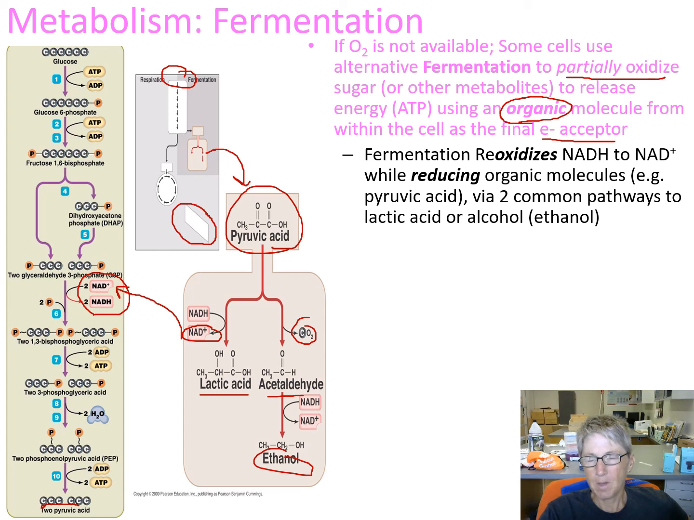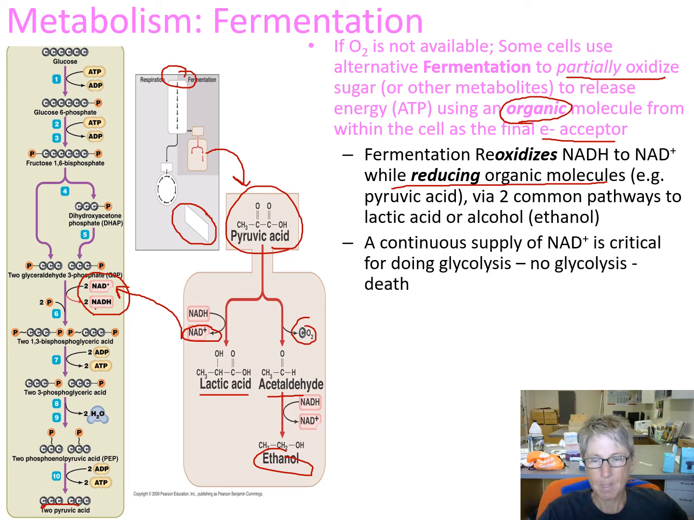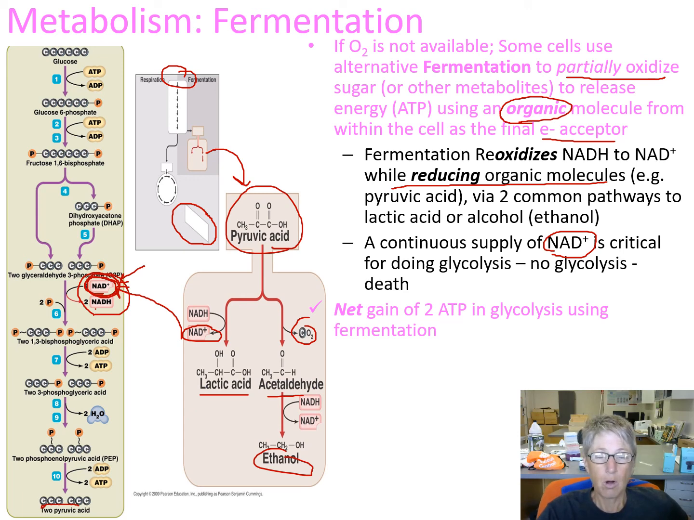This process of fermentation reoxidizes NADH to NAD+, while at the same time it reduces organic molecules, like pyruvic acid, via these common pathways, the lactic acid or alcohol pathway. A continual supply of NAD+ is critical to do glycolysis. If you don't do glycolysis, you can't make ATP and you die. So Mother Nature had to devise a way to make a continual supply of NAD+ over here in glycolysis, and this is the way she did it with fermentation. So if you are a cell and oxygen is not present, you can keep making 2 ATP per cycle of glycolysis if you use fermentation.